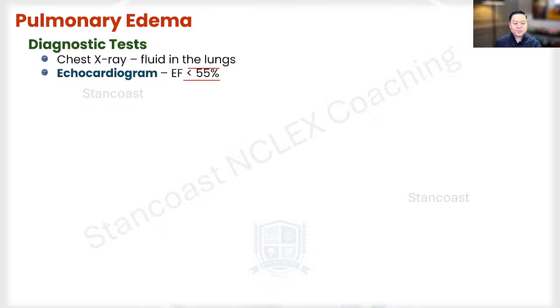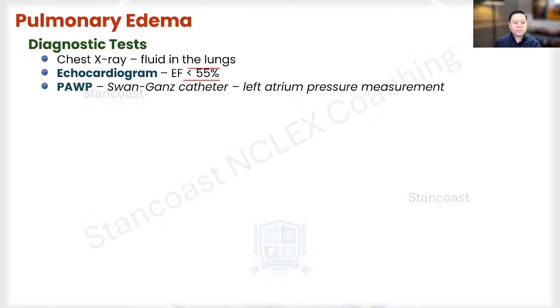Okay. Now talking about another diagnostic test, which is the pulmonary artery wedge pressure with the use of the Swan-Ganz catheter. So what is this? This is really going to give us some idea about the pressure in the left atrium. Okay. So the Swan-Ganz catheter is going to differentiate the cause of the pulmonary edema.